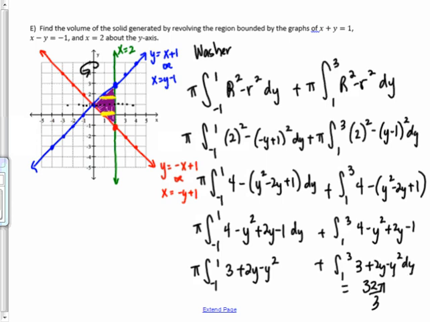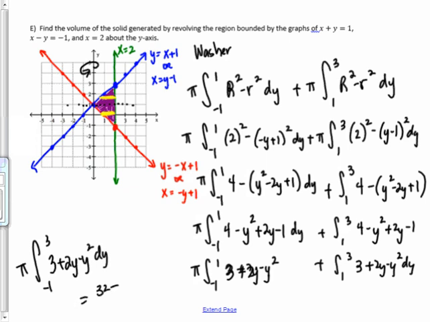Since it's the exact same thing that you are integrating on both of these, you can just integrate it now and plug in, and you can go from -1 to 3 of that. And then you're going to get that, or you can do them separately and add them together. It doesn't matter. It gets you the same answer either way: 32 pi over 3. So make sure you practice these. Make sure you get them, and I will post all the math where I did them out in your class.